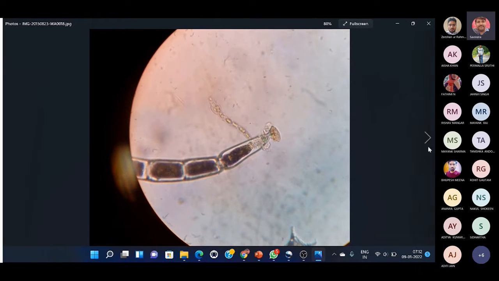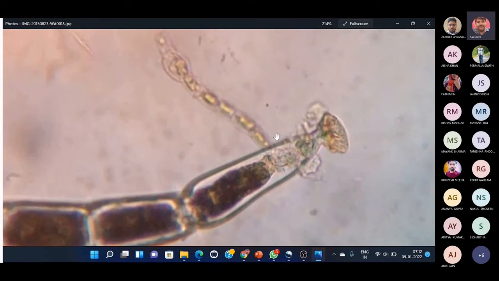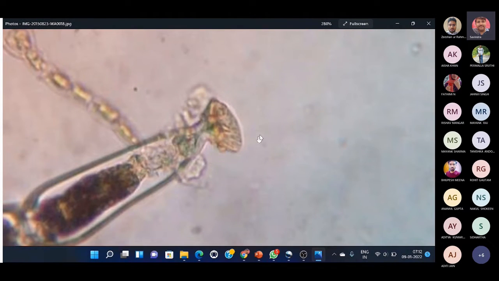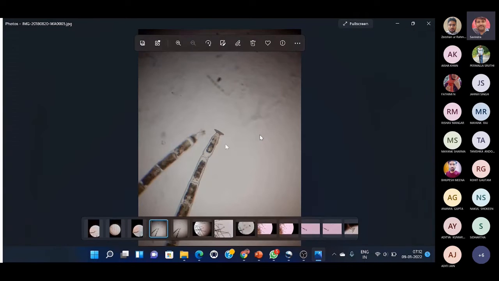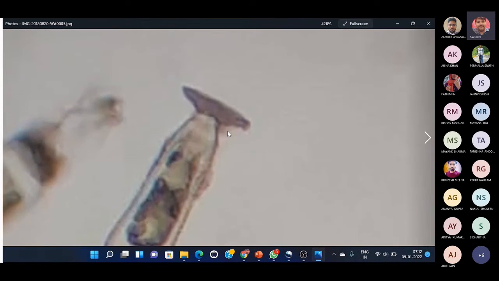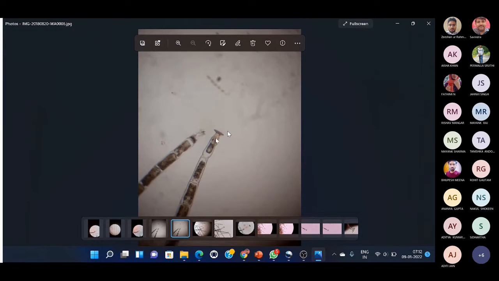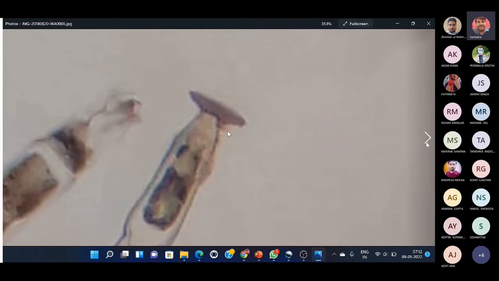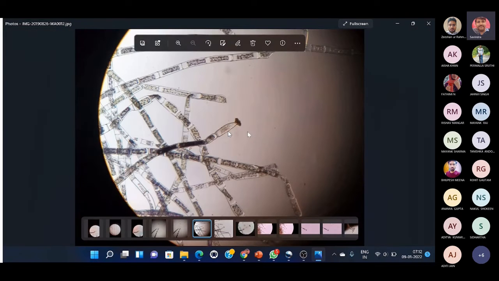This is one more. There are different forms, depending upon the substratum to which they attach, you can see how it looks. It's just like a structure. What does this structure resemble? Have you ever seen such a structure in your daily life? Sir, vacuum cleaner.